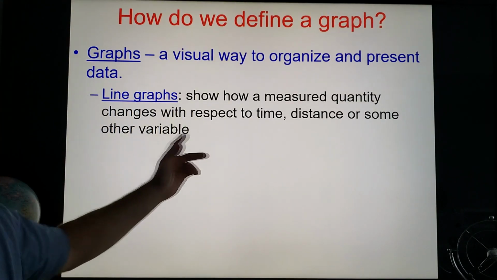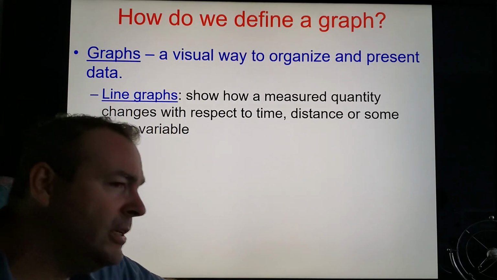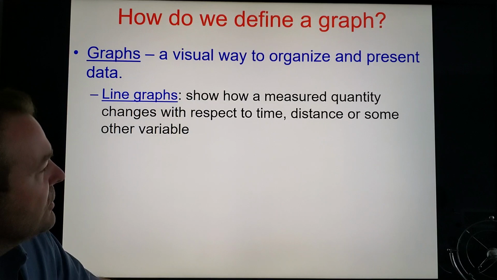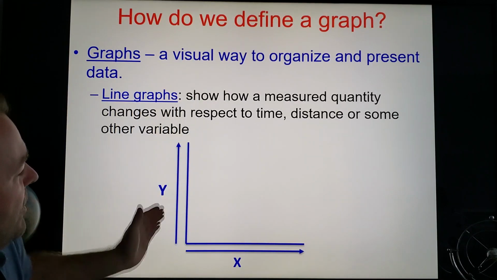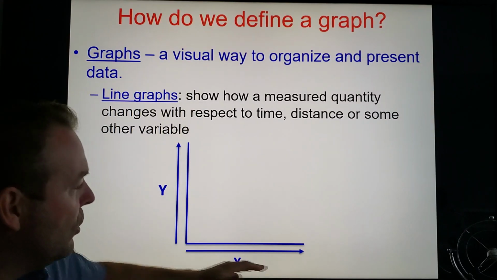All right. Line graphs show how a measured quantity changes with respect to time. Usually time is on the bottom. We call that the x-axis. Distance also can be there, or another variable. And the y is always the one on the side, right? So we call that the y-axis. On the bottom here, we call that the x-axis.